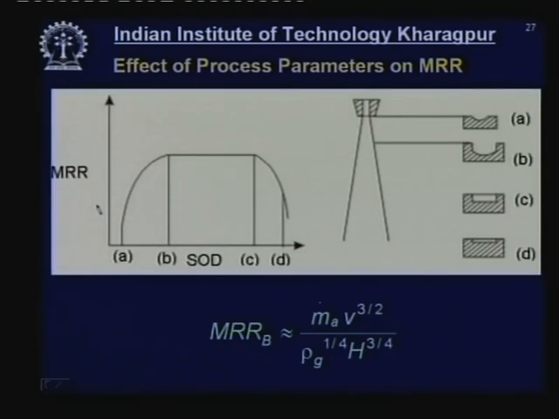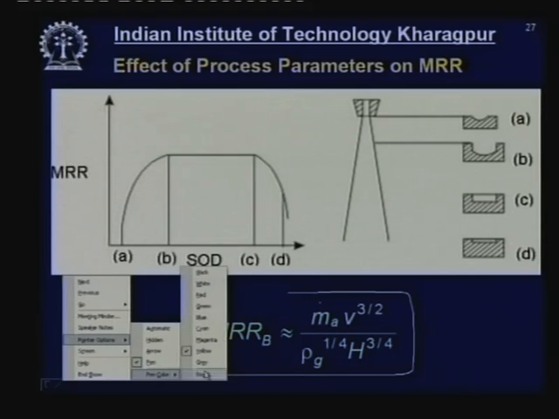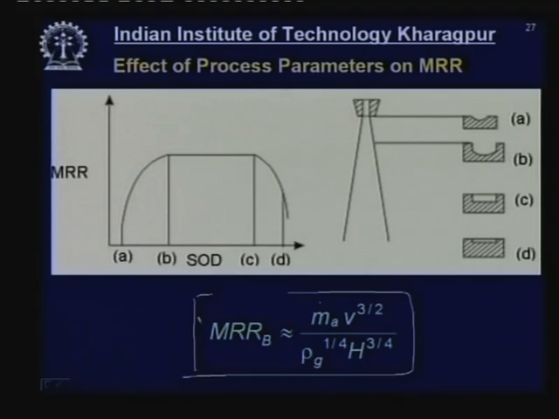Now, let us come to the effect of process parameters on material removal rate. This is another effect, which is the standoff distance. In the model that we have developed, there is no effect of standoff distance, but it is there in an implied form. What is that implied form?